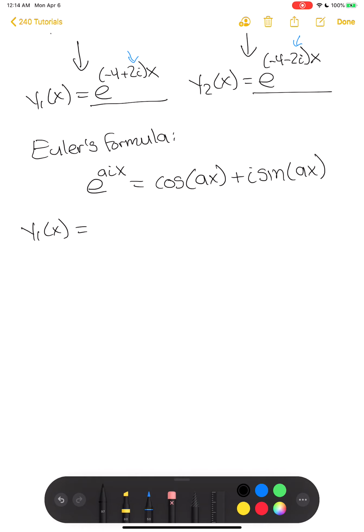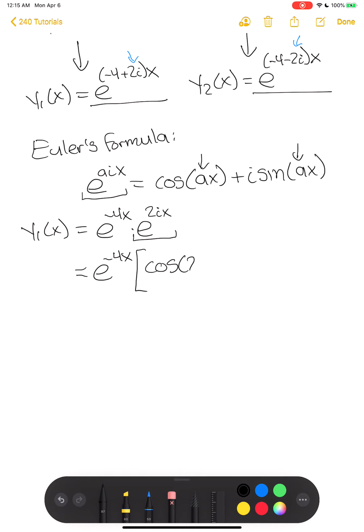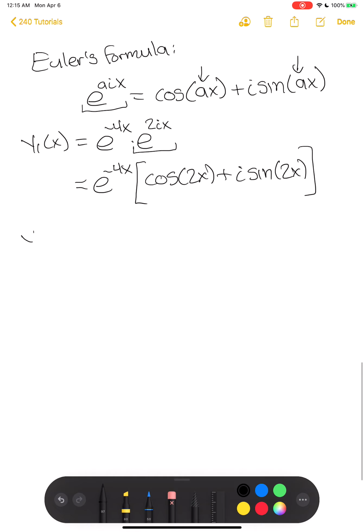That's equal to e to the minus 4x times e to the 2ix. So just by using properties of exponents, I can break the two of them up into this product. The e to the minus 4x is fine, but now you can see this looks a lot like Euler's formula. So I can rewrite this as e to the minus 4x, and the only thing that changes is a becomes 2. So I have cosine of 2x plus i sine of 2x. Great. We can do the same for y2 of x.